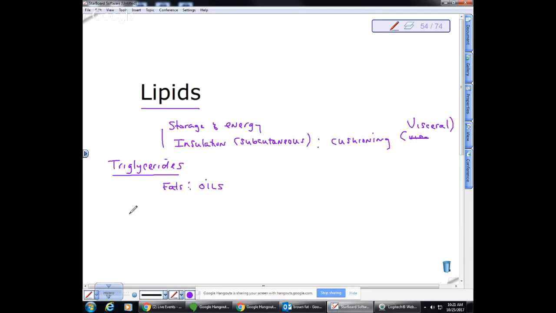Okay. We also have phospholipids, or the need to produce phospholipids. And does anybody know where phospholipids are found? Cell membrane. Right? So these make up the plasma membrane of the cell.